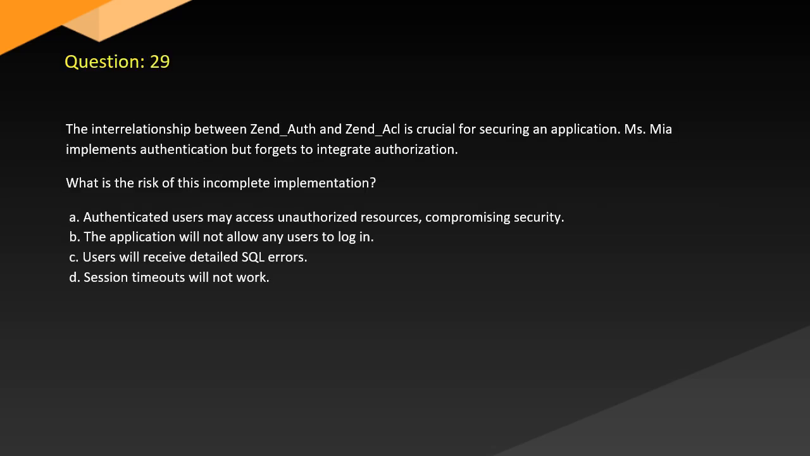Question 29. The interrelationship between Zend Auth and Zend Acl is crucial for securing an application. Ms. Mira implements authentication but forgets to integrate authorization. What is the risk of this incomplete implementation? A. Authenticated users may access unauthorized resources, compromising security. B. The application will not allow any users to log in. C. Users will receive detailed SQL errors. D. Session timeouts will not work.